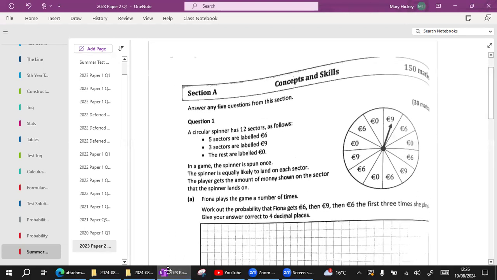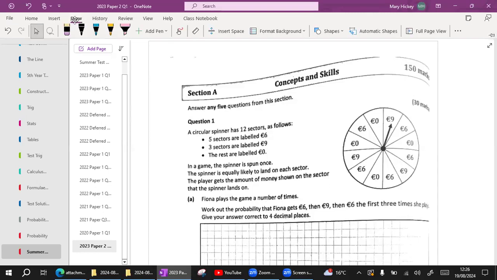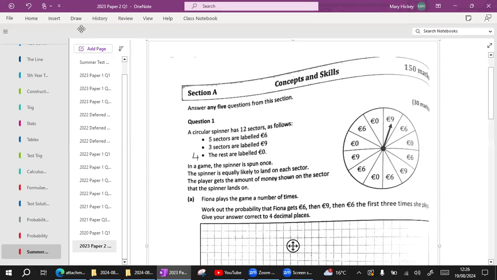So we have a circular spinner. It has 12 sectors as follows. 5 sectors are labeled €6, 3 are labeled €9, and the rest are labeled 0. So I suppose it might be no harm to write in what the rest are. So 5 and 3 is 8, 9, 10, 11, 12. So the 4 remaining ones means you get nothing, basically.